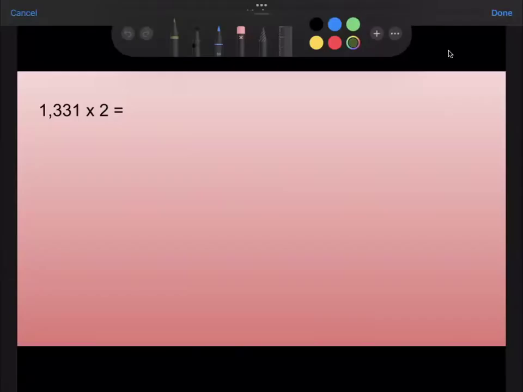Okay, here's our last example for today's video. I'm going to do 1,331 times 2. I'm going to use the area or box model for this one. So I'm going to split up the larger number by place values. If I have 1 in the thousands place, that's the same as 1,000. If I have a 3 in the hundred place, that represents 300. A 3 in the tens place represents 30, and a 1 in the ones place represents a 1.